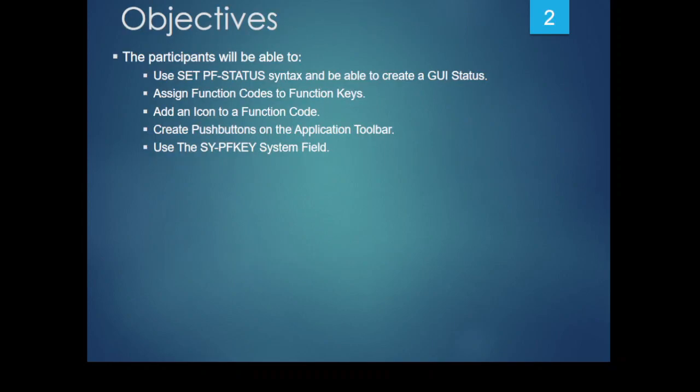First of all, our objective of this video: the participants will be able to use the SET PF-STATUS syntax and be able to create a GUI status, assign function codes to function keys, add an icon to a function code, create push buttons on the application toolbar, and use the SY-PFKEY system field. I hope all these things are new for every beginner of SAP ABAP. We will discuss all these things in this video in detail.